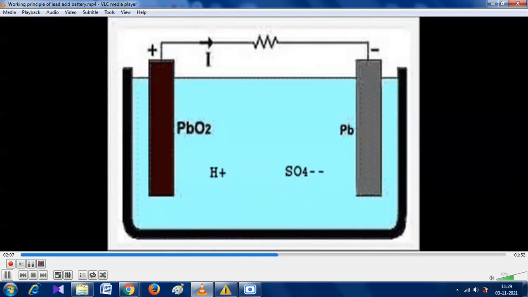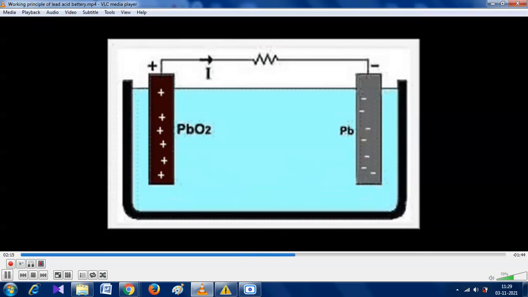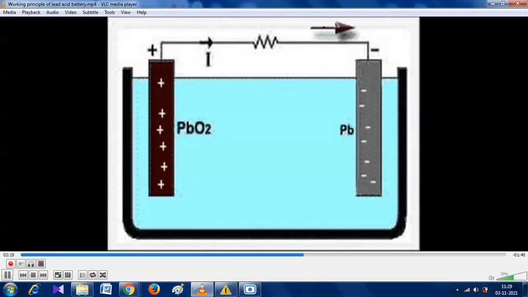As positive hydrogen ions take electrons from the lead peroxide plate and negative sulfate ions give electrons to the lead plate, there would be an inequality of electrons between these two plates. Hence, there would be a flow of current through the external load between these plates for balancing this inequality of electrons. This process is called discharging of a lead acid battery.